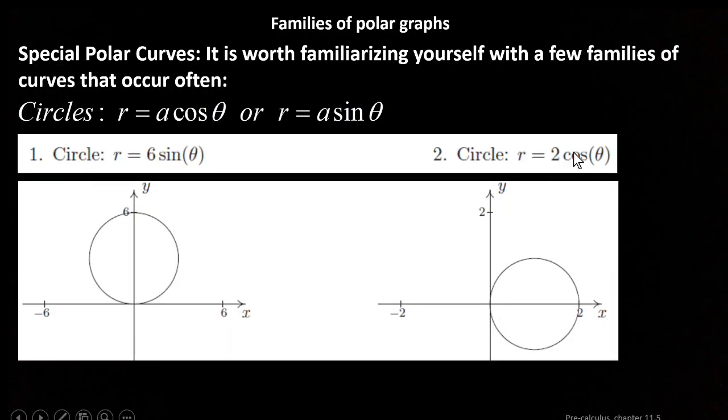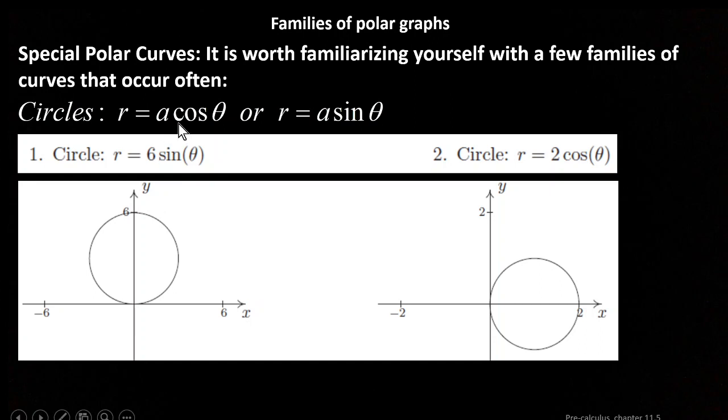All right, so let's look at some families of polar graphs. Families of polar graphs: circles not centered at 0, 0. Remember, centered at 0, 0 would be just r equals a by itself. That would be a circle at 0, 0. But if we have a cosine theta or a sine theta, then we get a circle. A cosine theta is on the x-axis, and a sine theta is on the y-axis.